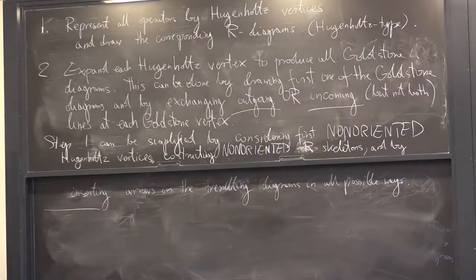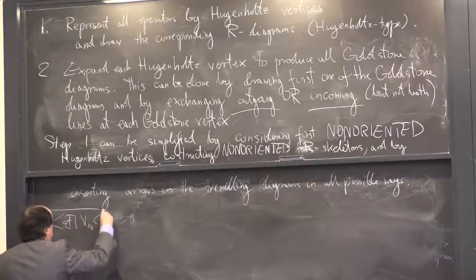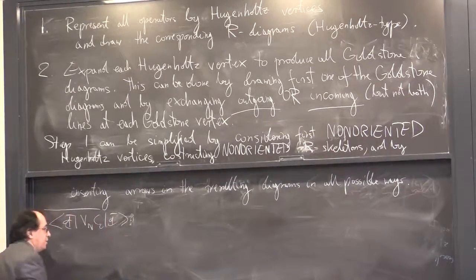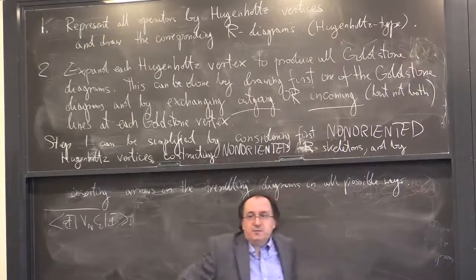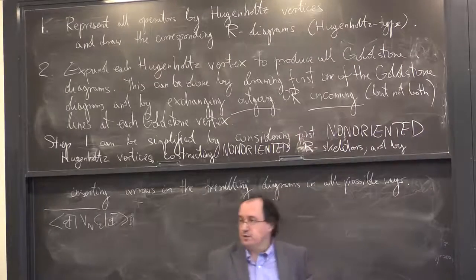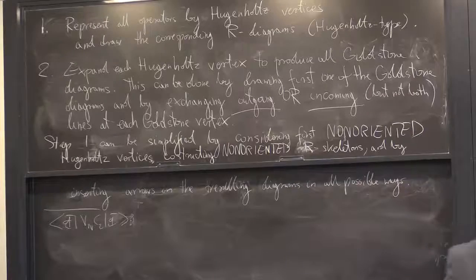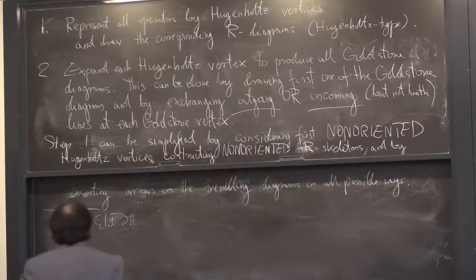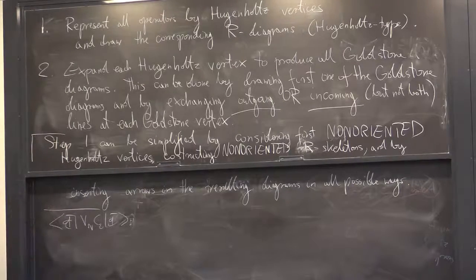Let's practice this procedure on the same example that we did: Phi, Vn, C2, Phi. So suppose I'm interested in knowing what the Goldstone diagrams are here. You remember, the previous procedure was you draw the Goldstone for the V, the Goldstone for C2, and you start connecting. No, that's not a good idea. The good idea is to follow the procedure that I just described. So in my point 1, I start with non-oriented Hugenholtz vertices.